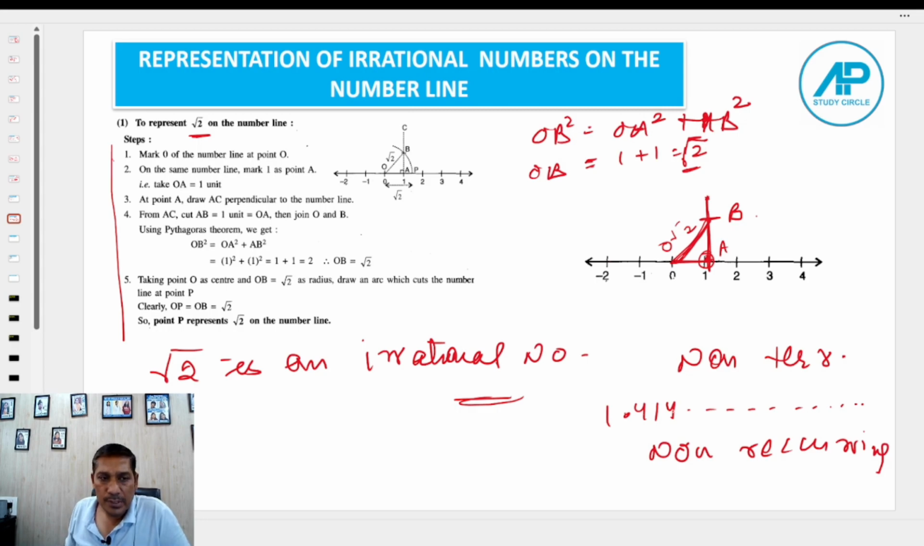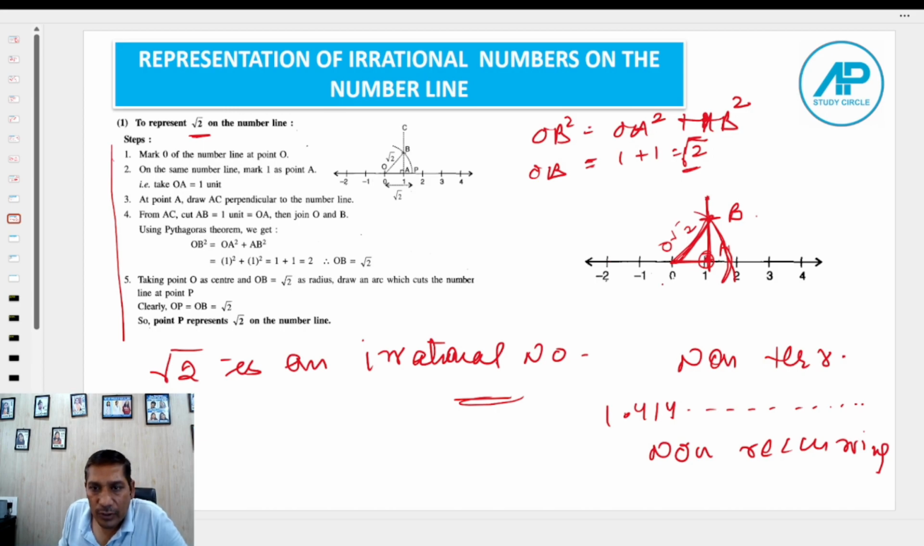I have to take a compass, put the point of compass here at point O, put a pencil tip at this point, take OB as the radius and mark a point and cut an arc, something like this.